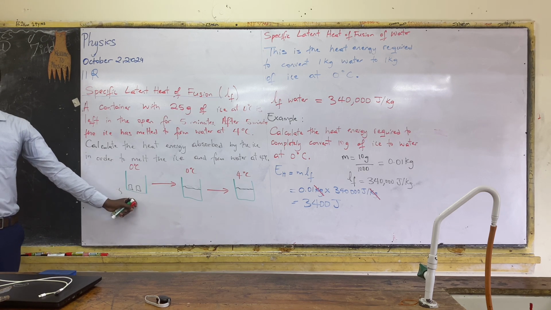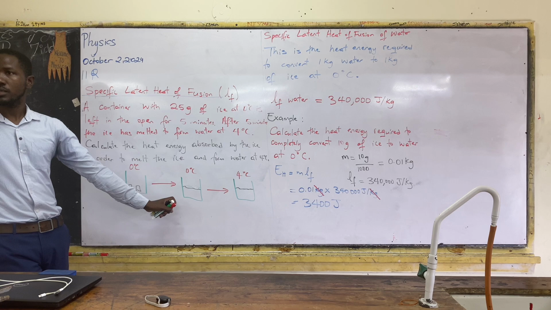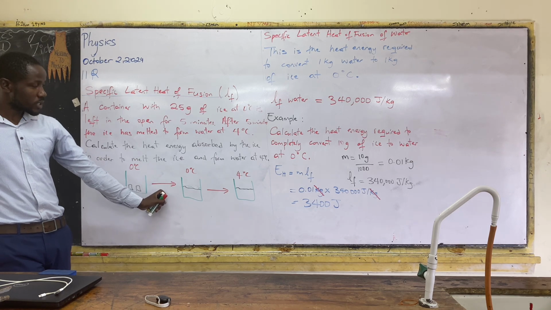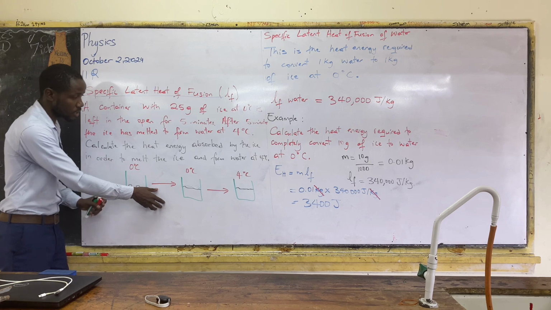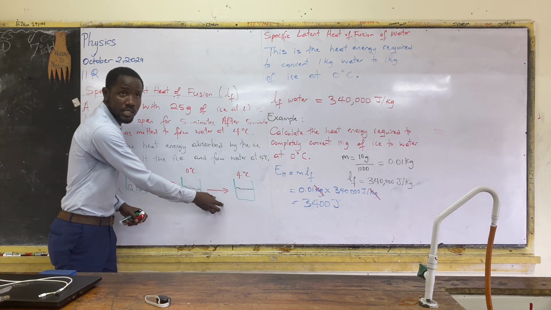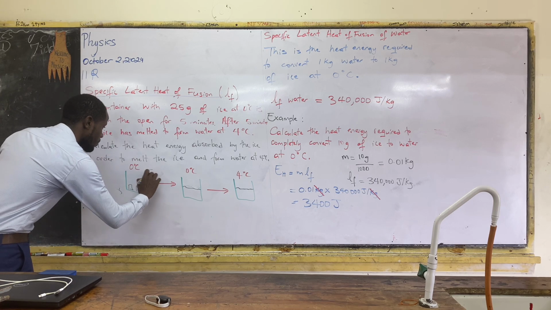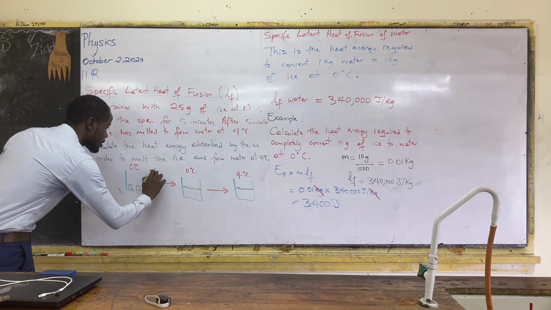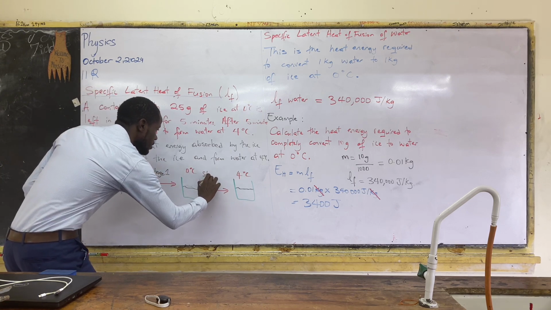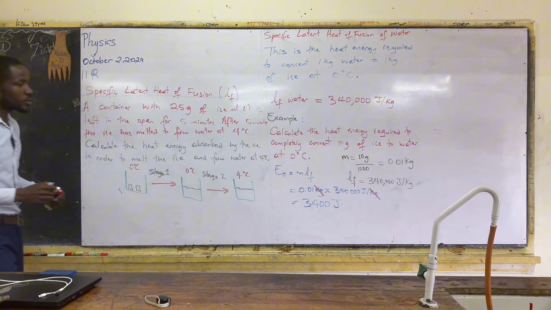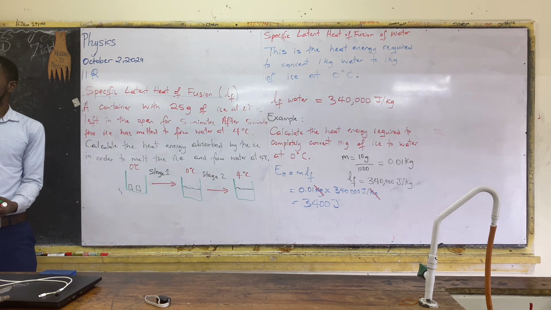So we see that we have 2 processes or 2 steps taking place. Again, students, we see 2 steps. So we're going to need energy for this stage, and we're going to need energy for this stage as well. So let's call this stage 1, and this one is stage 2. So we have two stages, stage 1 and stage 2, and we're going to need energy for both stages.